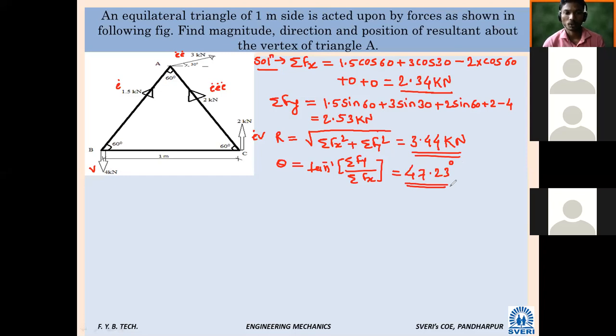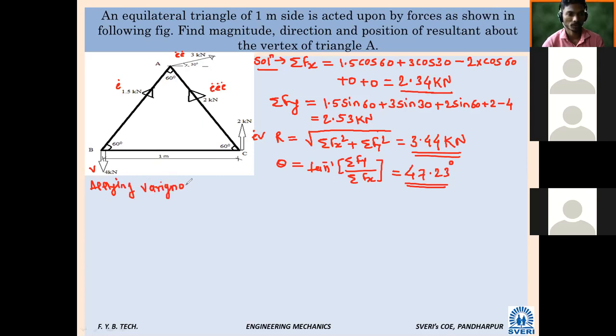So what we have calculated for resultant? Its magnitude we have calculated. And what else? Its angle we have calculated. Now we want to calculate which things? Direction and position, which distance we want to calculate. So about what point are we supposed to calculate? About point A. Which theorem we have to apply now to find distance? Varignon.